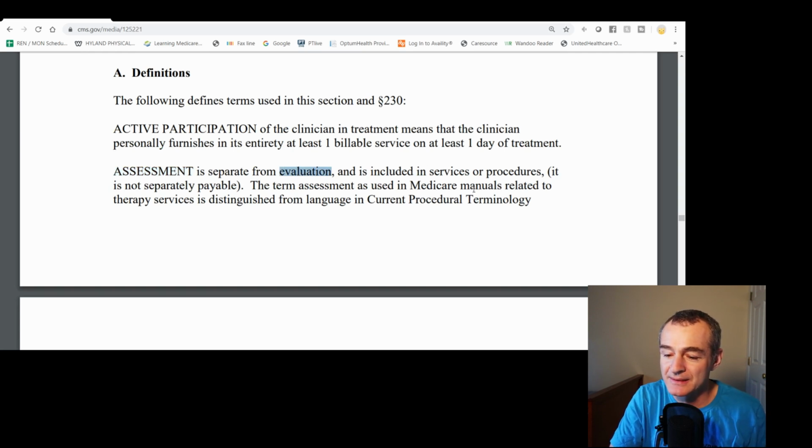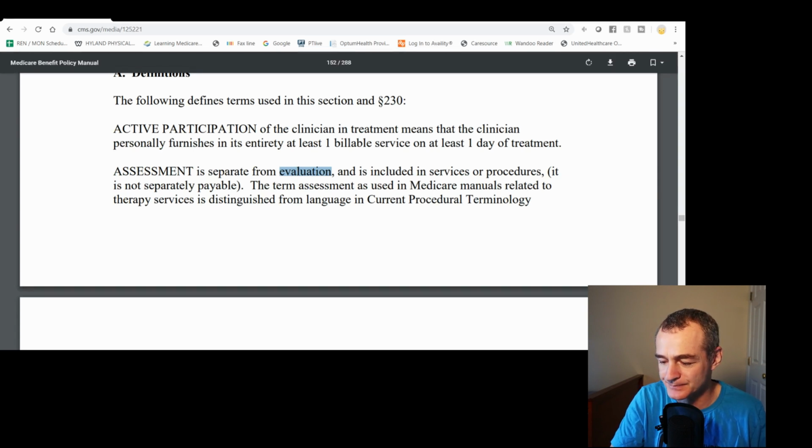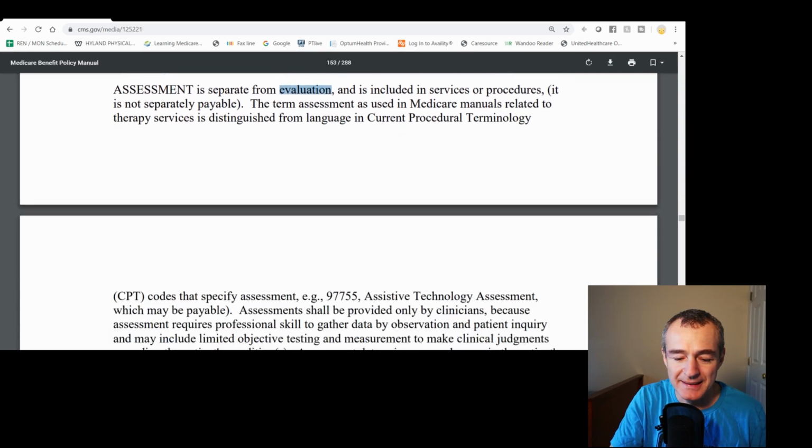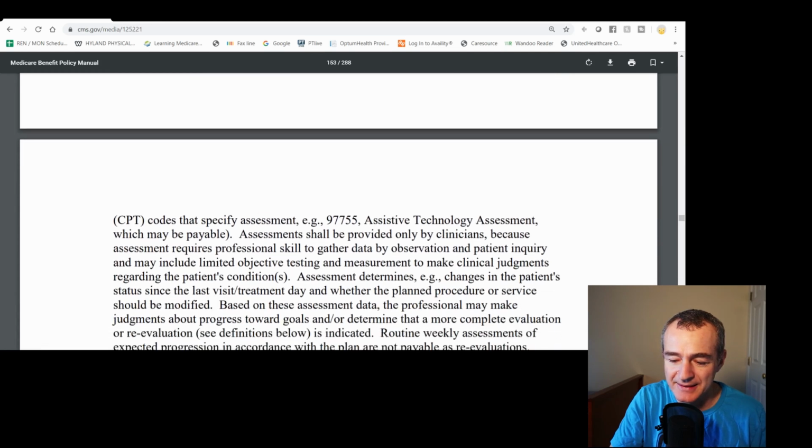It's included in the services or procedures, which means it's not separately payable. So you do assessments when you do an evaluation. It's part of the evaluation. You do assessments on daily treatments. You do assessments during progress notes. The term assessment, as used in Medicare manuals related to therapy services, is distinguished from language in the CPT codes. So they're telling you right there, they kind of have their own definition.